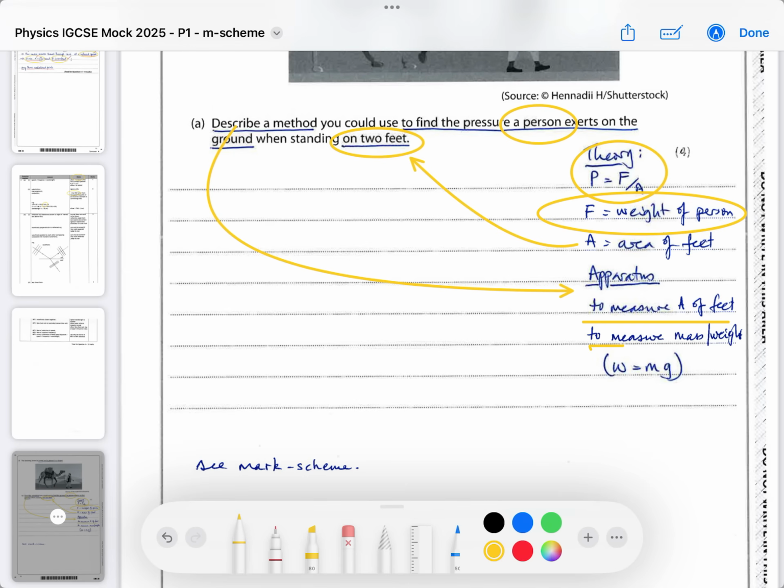And how will you measure the mass? And how will you determine the weight? Remember, weight is mass times gravity. So you've got to write out your answer, including all of these points that I've made, into the correct depth, with the correct amount of detail, and in clear English.